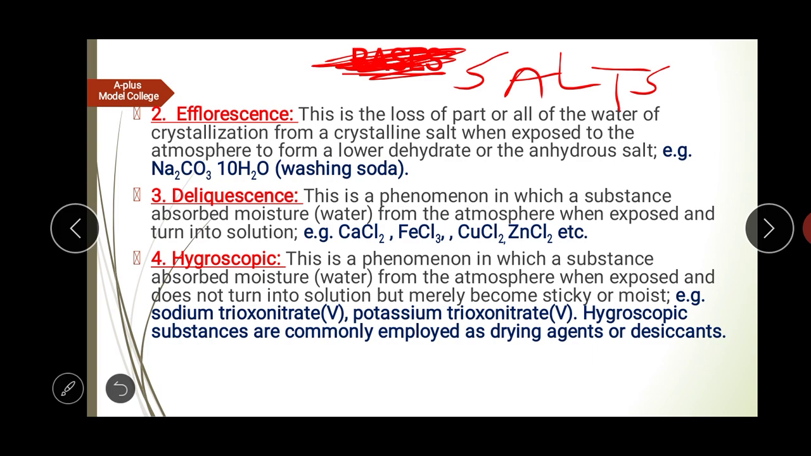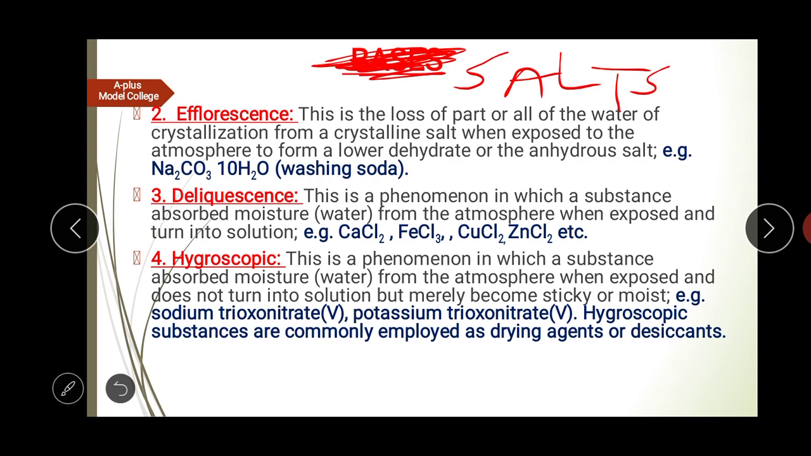Now, the second thing I want to talk about here is efflorescence. We talk about the fact that any salt that has water of crystallization is said to be hydrated, and the one without is anhydrous. That's what we call water of crystallization. Now, efflorescence is the loss of part or all of the water of crystallization from a crystalline salt when exposed to the atmosphere, to form a lower hydrate or an anhydrous salt. Whenever some salts are exposed to the atmosphere, they tend to lose part or the whole of their water of crystallization, so they become a less hydrated form.